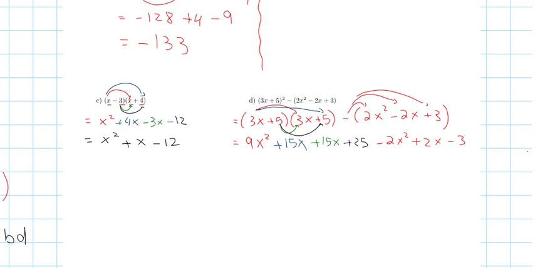So let's start with the 9x squared. Do I have a like term? Minus 2x squared. These are like terms. So what's 9x squared minus 2x squared? 7x squared. All you do is take your coefficients and subtract. Then I have 15x plus 15x plus 2x. So that's plus 32x. Then I have 25 minus 3, so that is 22. And I'm done.